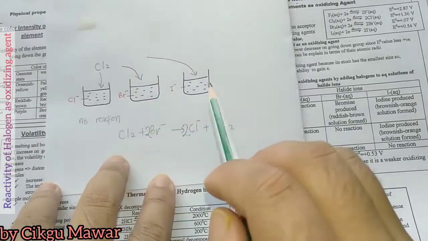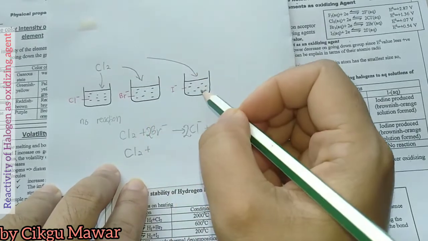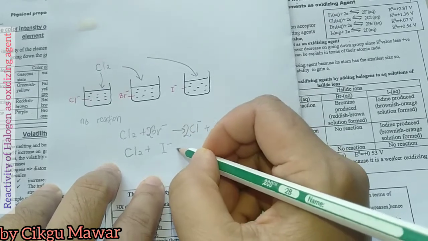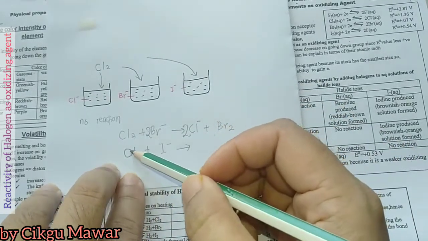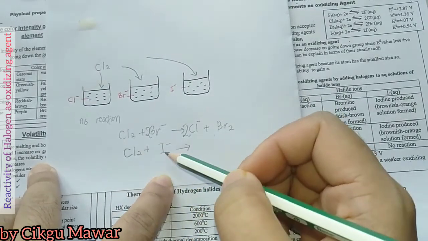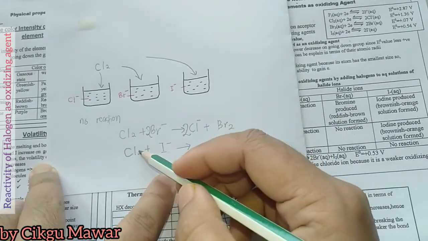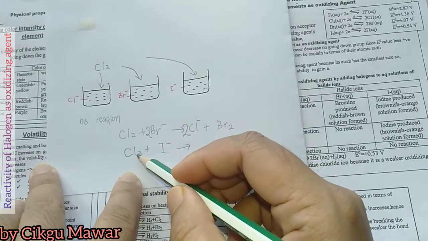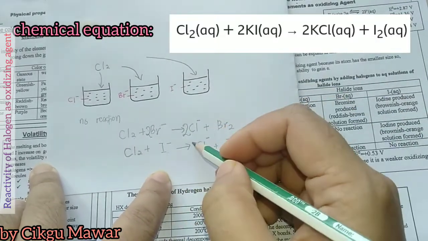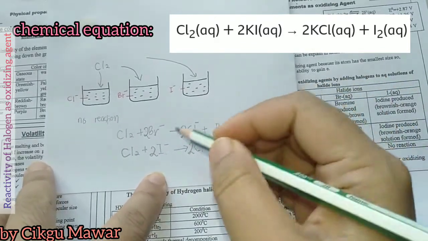Hence we do the second equation, chlorine when we pour into the iodide ion. Because chlorine is a stronger oxidizing agent than iodine, it can oxidize iodide to form iodine. Chlorine itself will be reduced from 0 to -1. Finally we just balance the equation. So this is the second one.